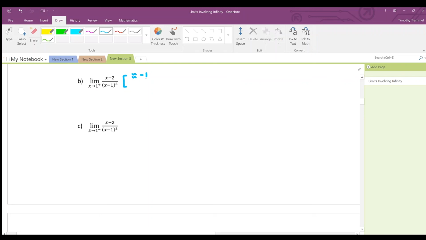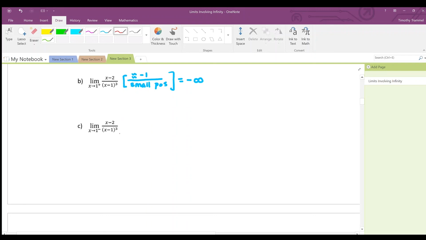And then in the denominator, we have, again, maybe think about 1.1. 1.1 minus 1, that's going to be a small positive number. And if you cube it, it's going to stay positive. So we have a small positive down here. And so you have a negative over a really small positive number. This is going to become really large in the sense of it's far from 0, but it's going to be negative. Okay, so we're going to say that this limit approaches minus infinity.